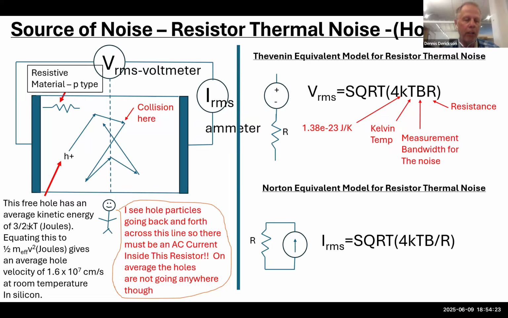And if we do the same calculation, saying that the kinetic energy of a particle is 1/2 m effective times velocity squared times the average kinetic energy, we can say that for silicon, holes travel a little slower than electrons, and the average velocity between collisions is 1.6 times 10 to the 7th centimeters per second. So they're not electrons this time, they're holes, but they're going back and forth, and they're causing both a voltage across the resistor and a current across the resistor that have the same values that you found if it was an electron traveling in this resistor.